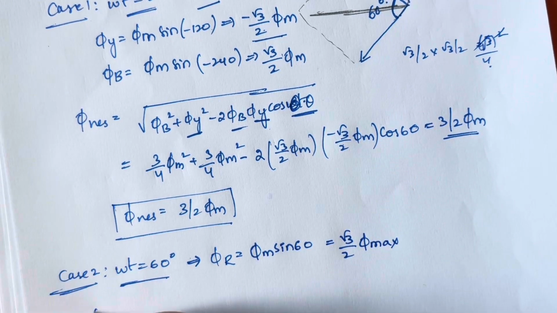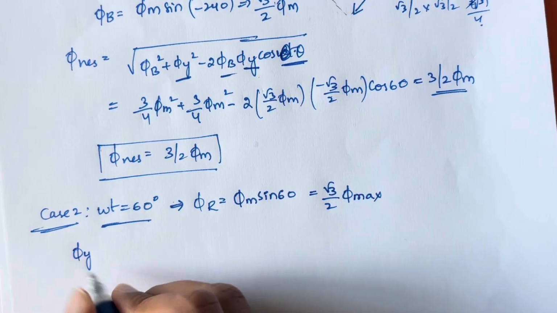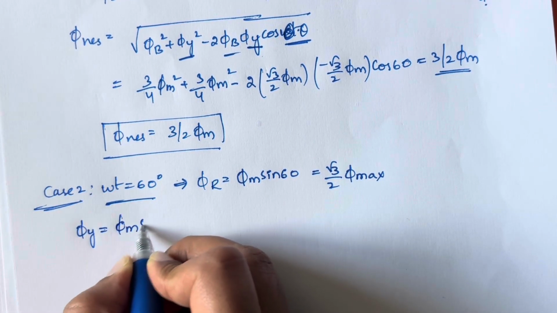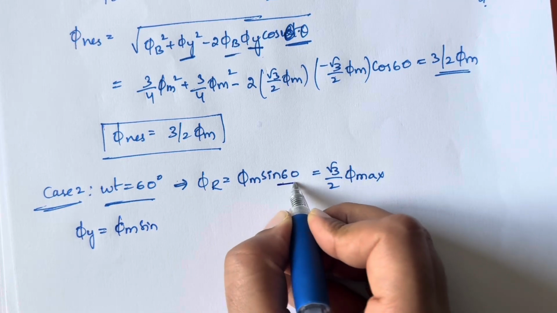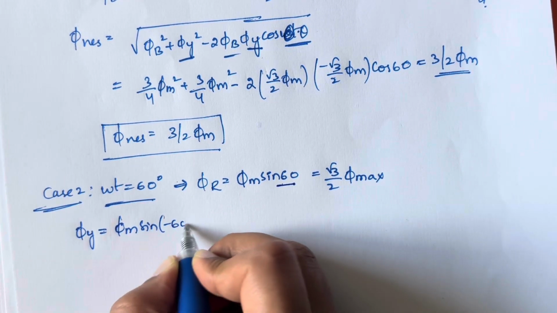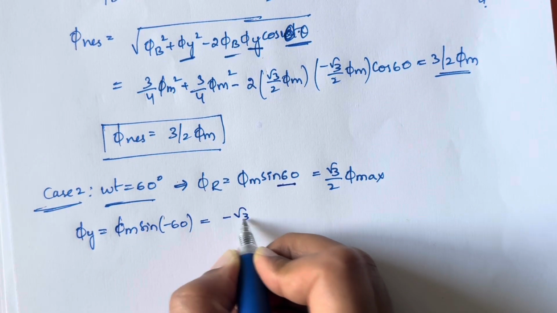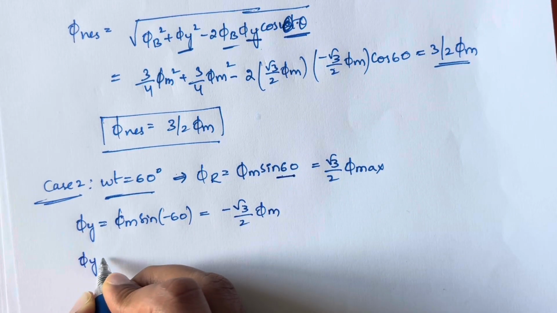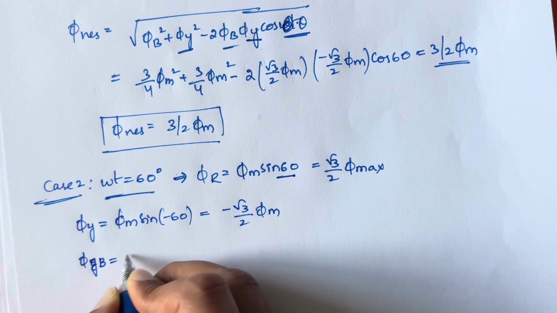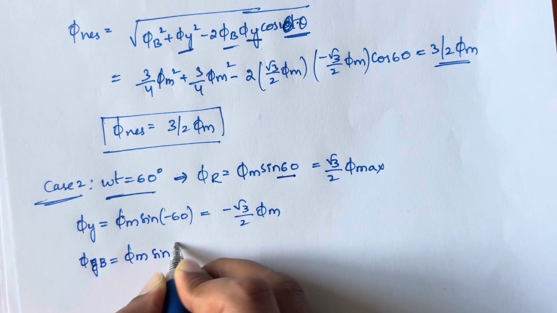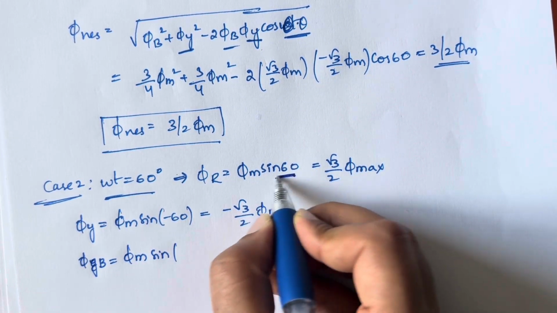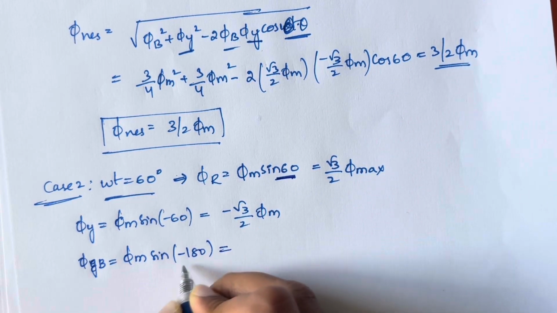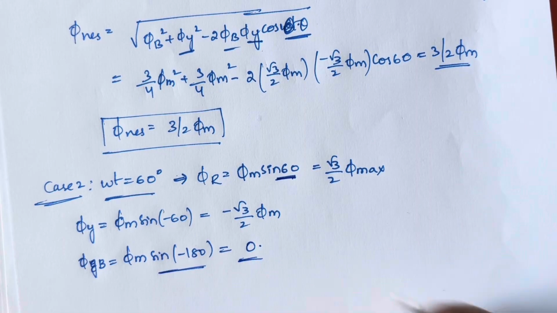Next, phi y. How much will it be? It will be phi max sine of 60 minus 120, which is sine of minus 60, which is equal to minus root 3 by 2 phi max. Next, phi b is phi m sine of 60 minus 240, which is minus 180, and sine 180 is 0 basically. So you will get 0 component here.